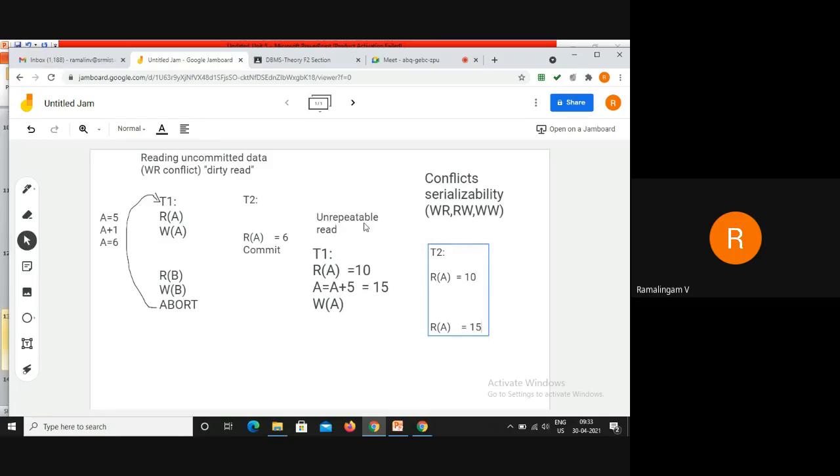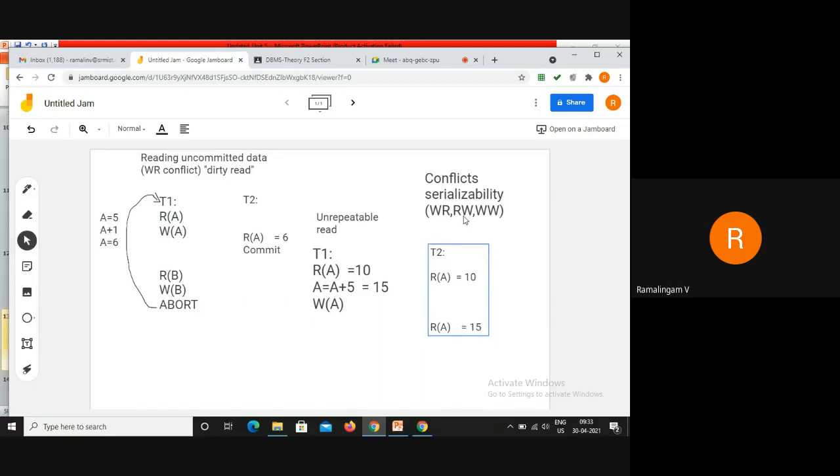Unrepeatable read can occur. So is it 10 or 15? The confusion occurs in T2. That's why it is called read-write conflict serializability.